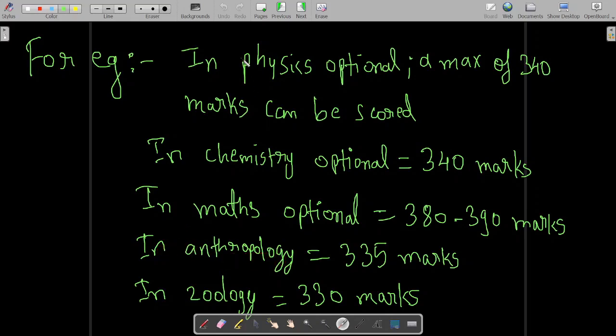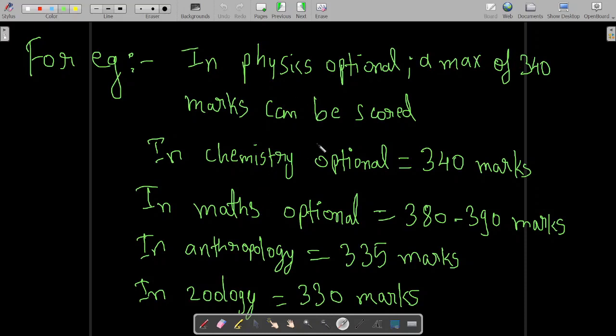But as far as these optionals, physics, chemistry, maths and zoology, are concerned, there is no ideology. If we keep zoology as an exception, in zoology you are writing an answer with complete theory only, there are no numericals. So as there are no numericals in zoology, the maximum score goes to the lower side. Now in physics optional there are a lot of numericals, and numericals help you score a lot, so the maximum score goes up to 340, 350.